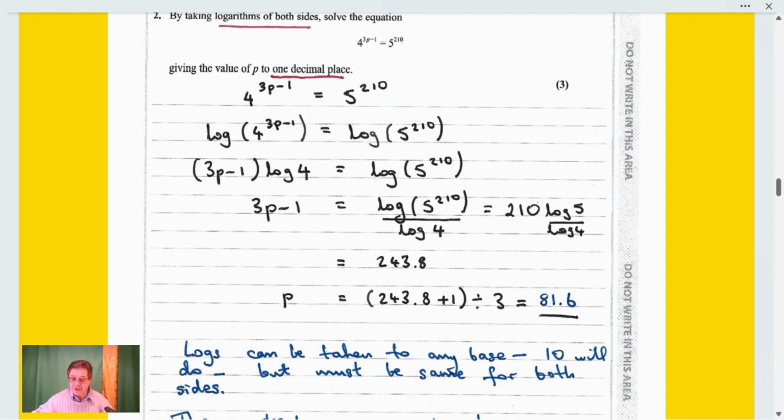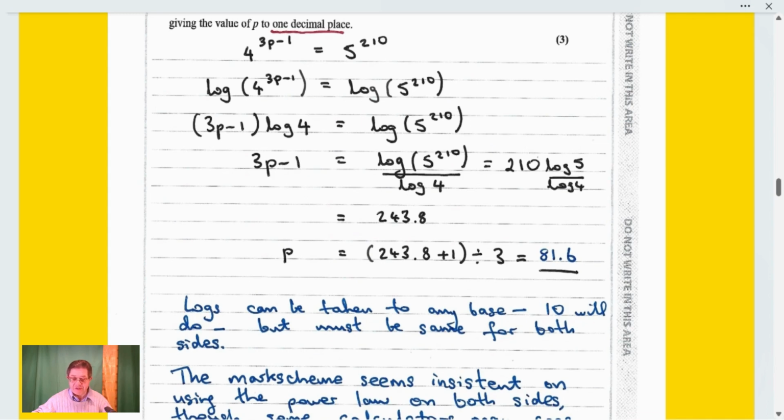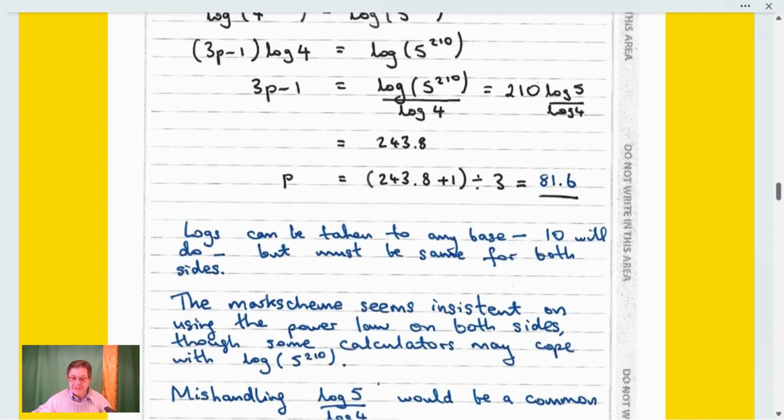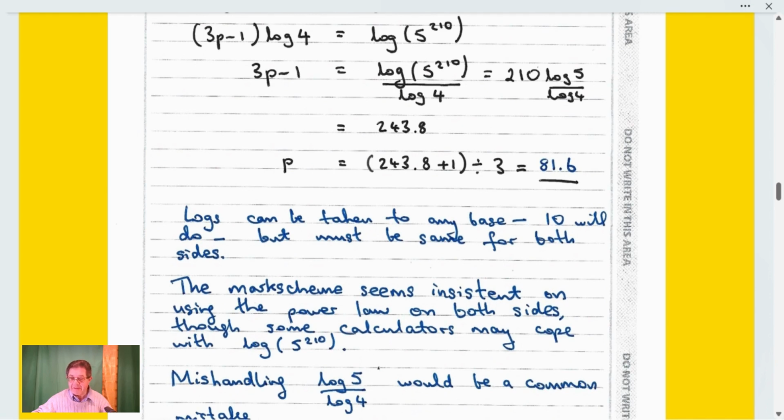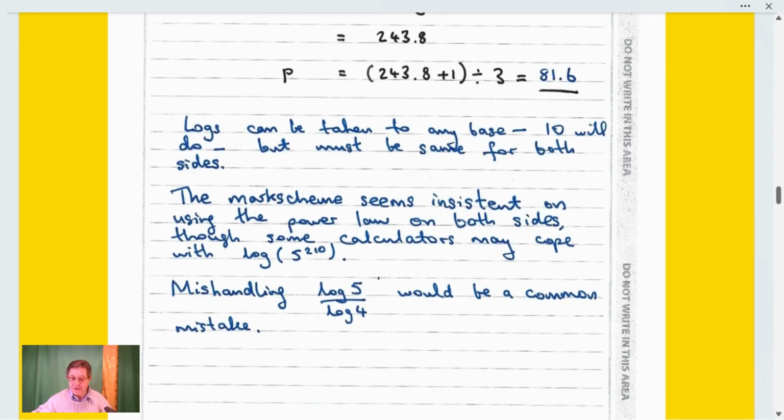So logs to any base will do. Base 10 is the obvious one to use here. The markers seem quite insistent in their mark scheme that the 210 must be taken to the front as well, so powers to the front in both cases. Some calculators will actually do 5 to the 210 and the log of it. Mine would, but not all will. I think the common mistake in this question would be to mishandle log 5 over log 4. A false rearrangement of that, maybe writing it as log of 5/4, would be a common mistake.